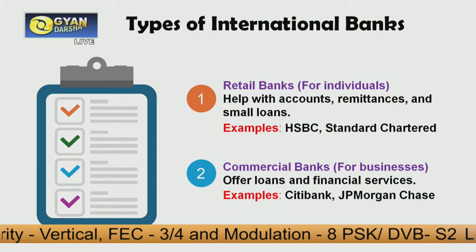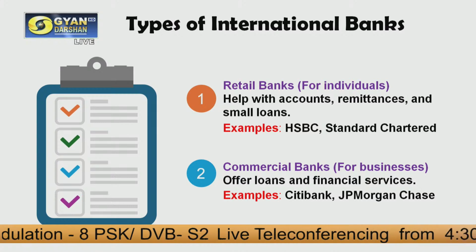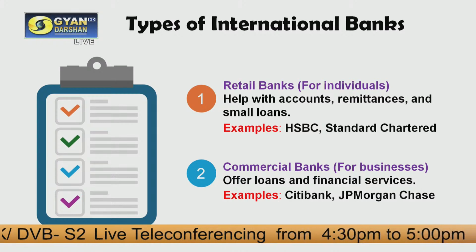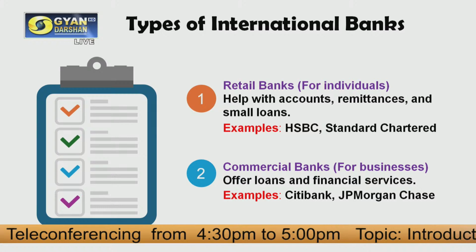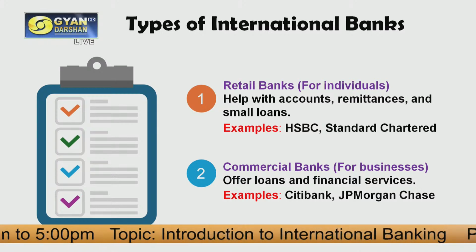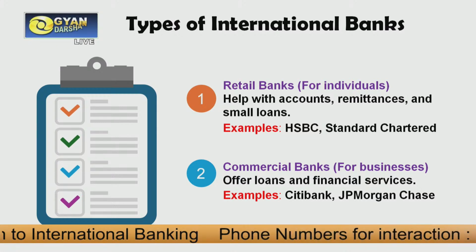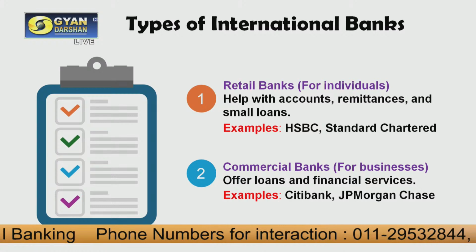So what are the different types of international banks, friends? Number 1 is retail banks. The international banks may be in the form of retail banks. They can help with accounts, remittances, and small loans for individuals. For example, HSBC Bank and Standard Chartered Bank, you might have seen, they are also operating in the Indian continent. Number 2 is commercial banks, which are basically for businesses. They offer loans and financial services, for example, Citibank and JP Morgan Chase.